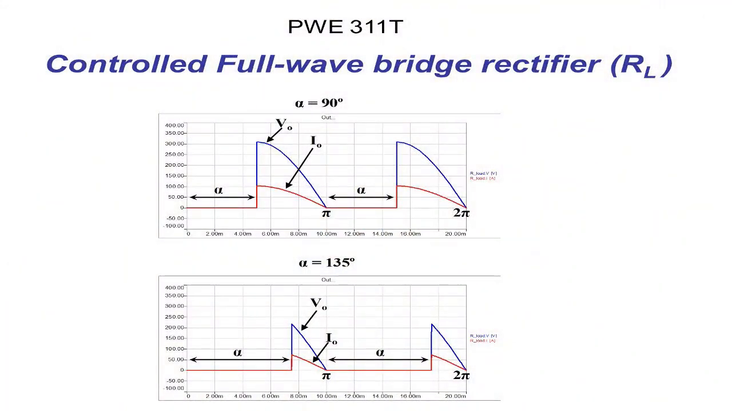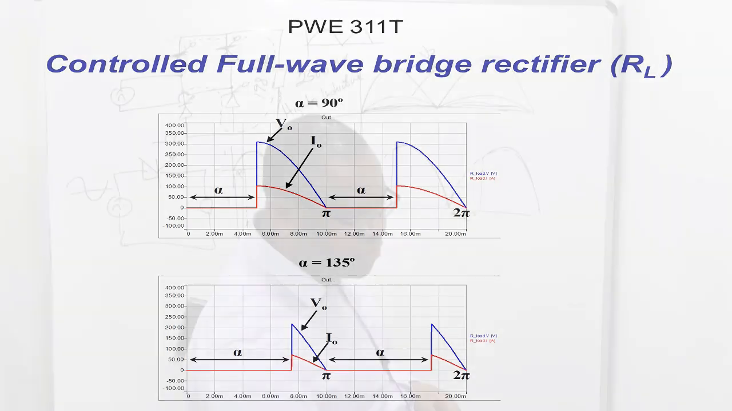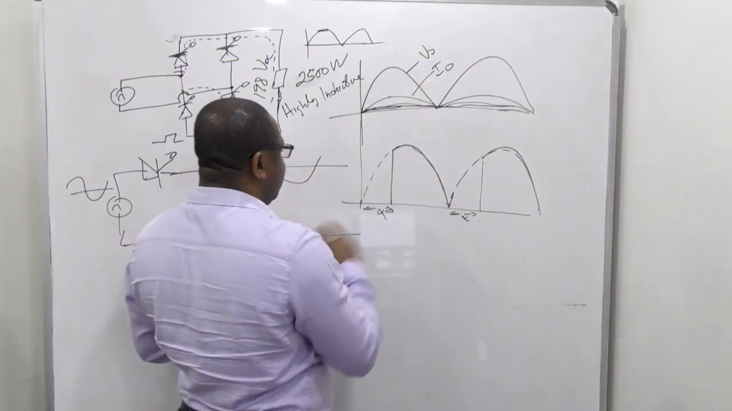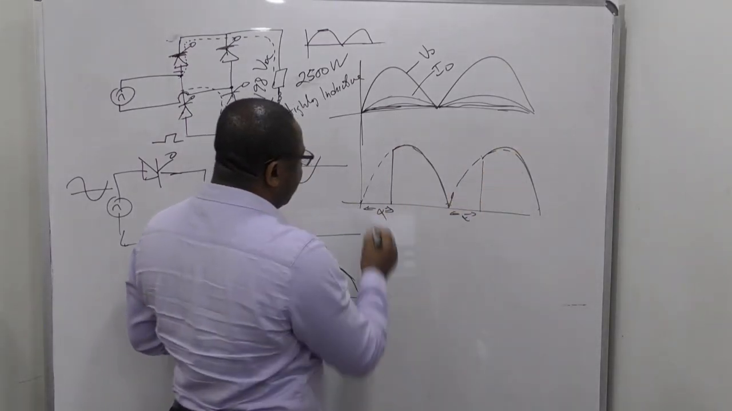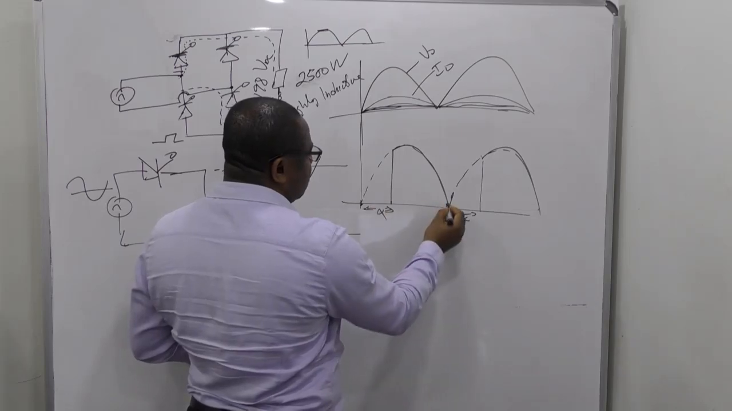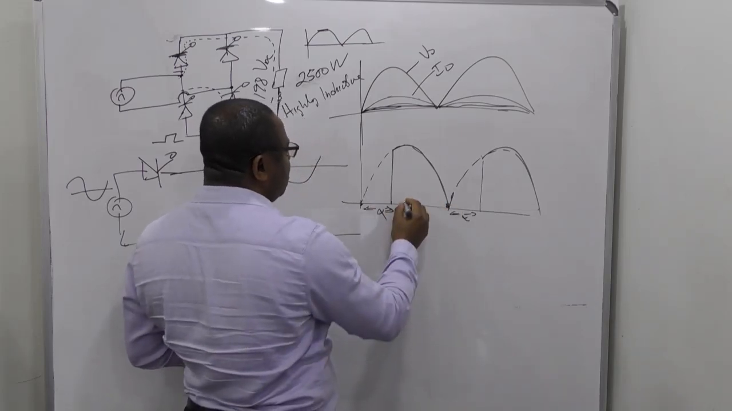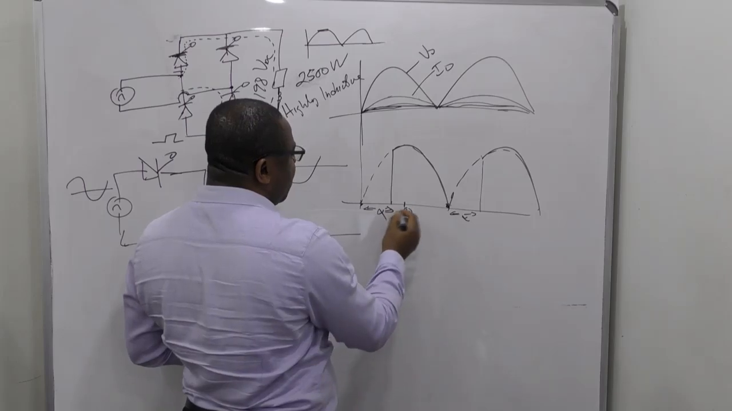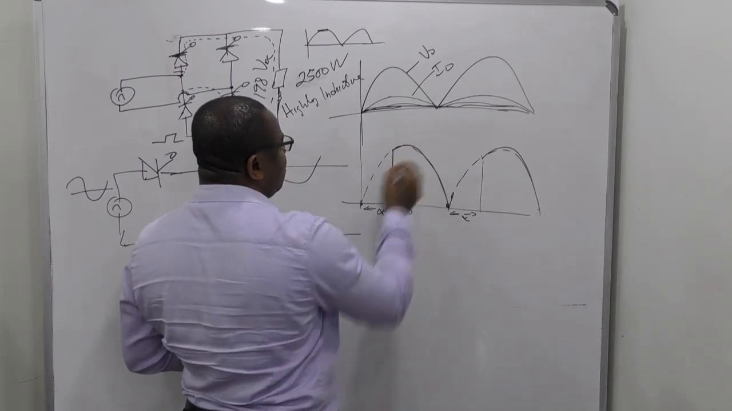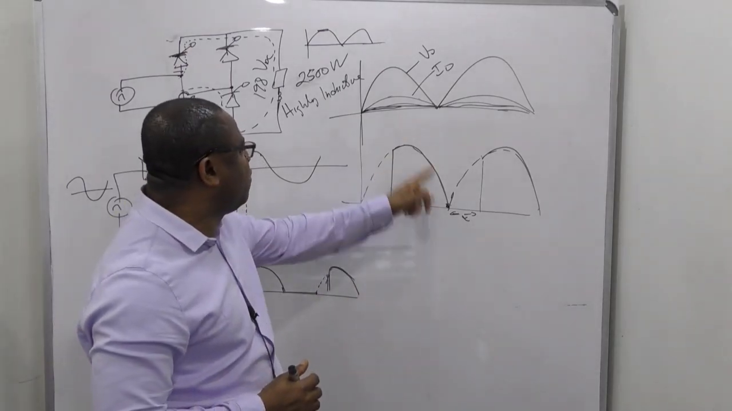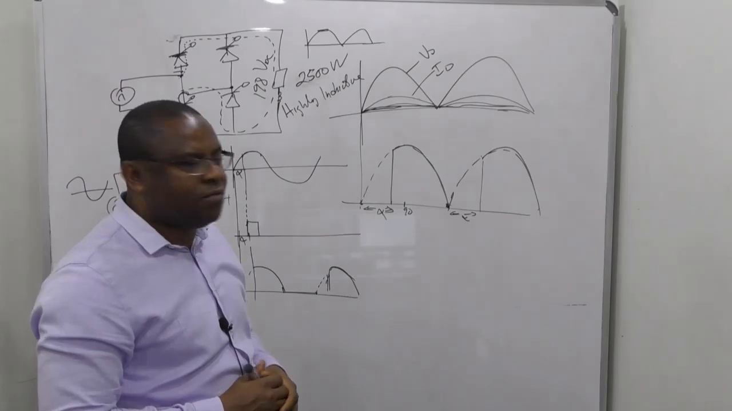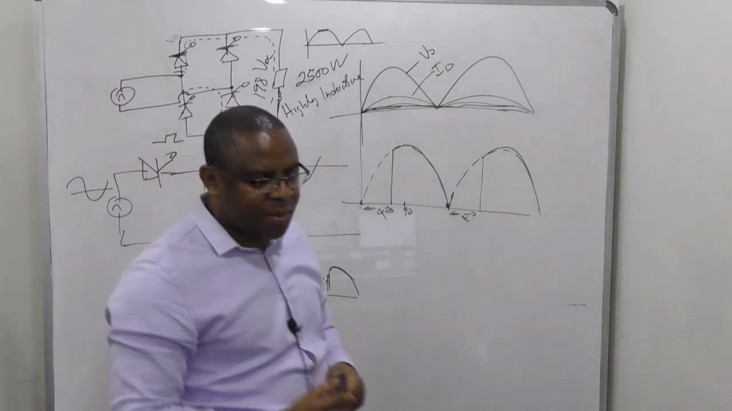Depending on the firing angle, if it's 90, this gets chopped off at the center. Remember that from here to here is 180 degrees, so this is 90 degrees. If the firing angle is 90 degrees, it will chop off at this point. If the firing angle is 0, then you have the full waveform like that.